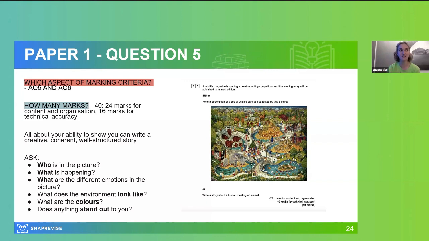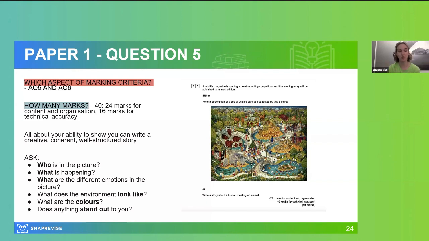Again, I would always write a little plan for this kind of essay. Make sure that you know what's going to happen in the beginning, middle, and the end. Again, you're being asked to write something that is engaging for the marker. So having a little story is always a good idea.